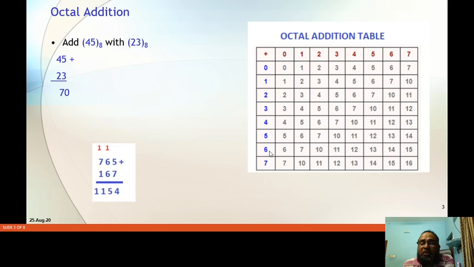Again look, 6 plus 3, what to do? 6 here, 3 here, you will get 11. That is, you take one number from the row and another number from the column. For example, if you want to add 7 plus 7, take 7 here and 7 in the column. The number is 16. Like that you can easily do the addition. So you can do it directly or by using the octal addition table to find the sum.